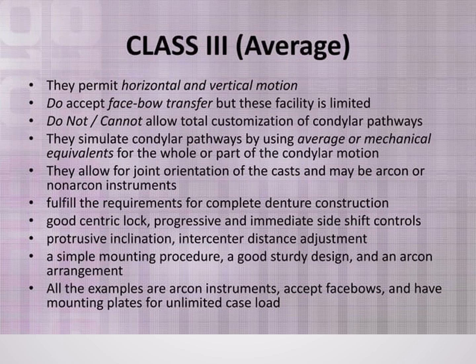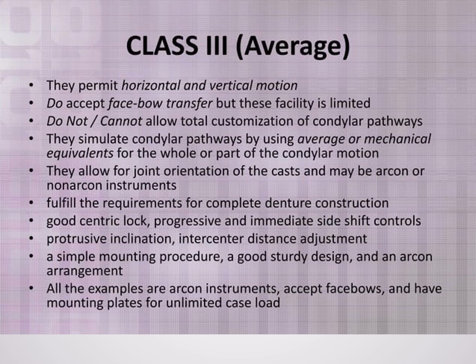Class 3 is an average articulator. They permit horizontal and vertical motion. They will accept the face bow transfer, but these facilities are very much limited. They do not allow total customization of the condylar pathway, and they simulate condylar pathway by using average or mechanical equivalents for the whole or part of the condylar motion. They allow joint orientation of the cast and may be arcon or non-arcon instruments. They also fulfill the requirement for complete denture construction.